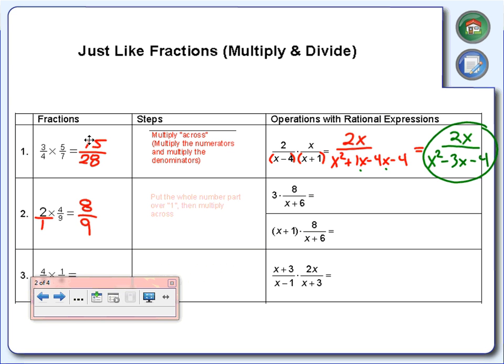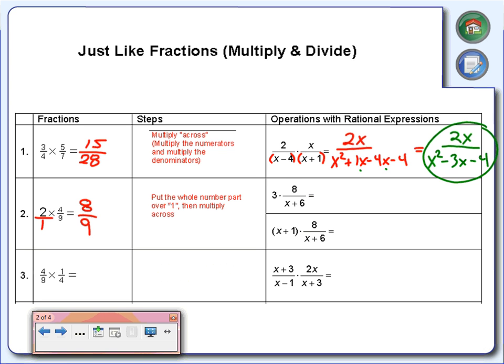So what were the steps involved there? Well, we put the whole number over 1 and then multiplied straight across. We turn the 2 into a fraction by placing a 1 underneath. Anytime we have a whole number, got to make it a fraction. Well, we're going to do exactly the same thing with our rational expressions. If it's not a fraction, we're going to make it a fraction by putting a 1 underneath. So they give us 2 examples to look at over here to the side. The first example is 3 times 8 over x plus 6. First of all, you notice the 3 is not a fraction. So we're going to make it a fraction by putting a 1 underneath it.